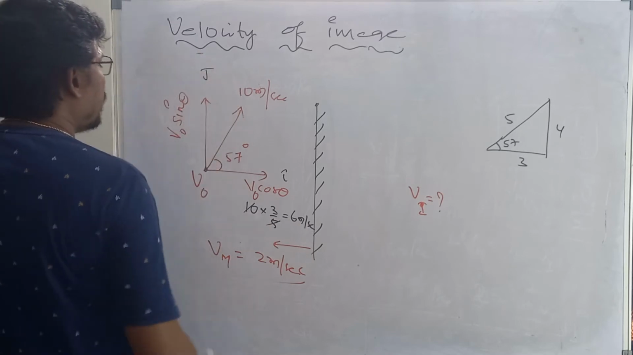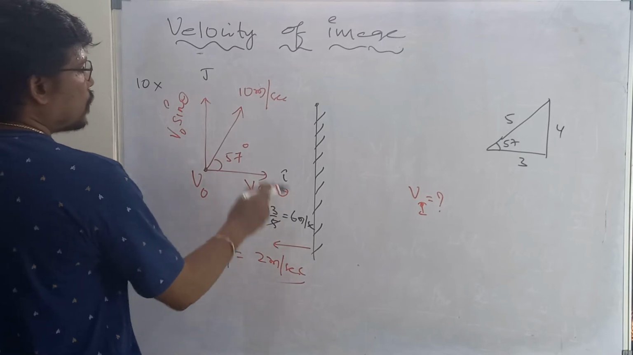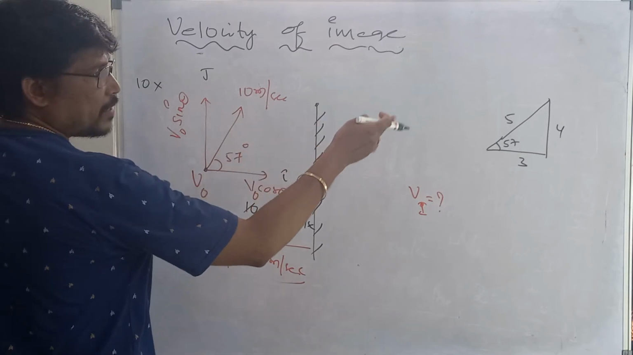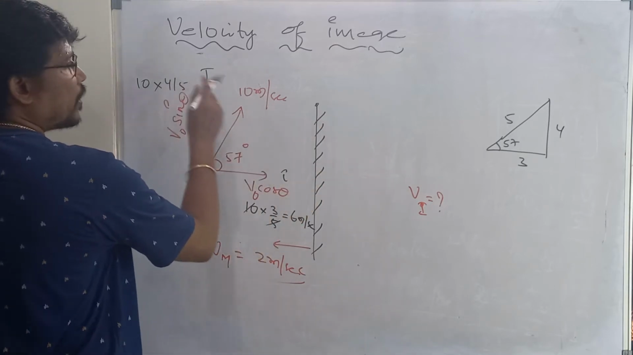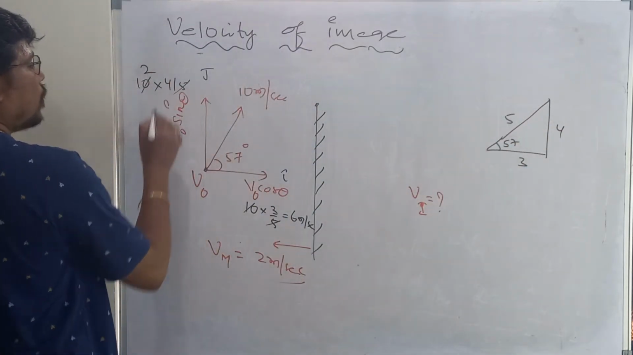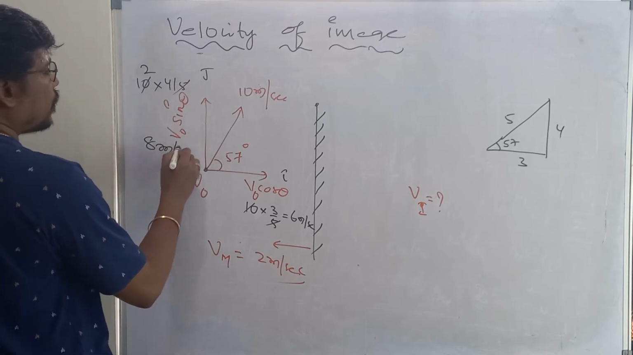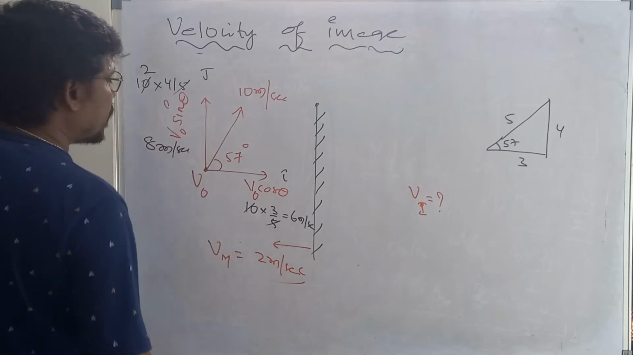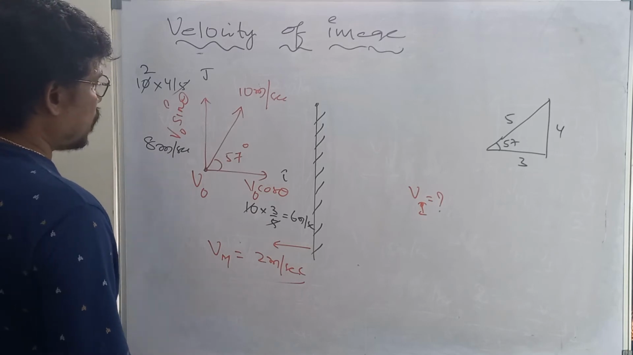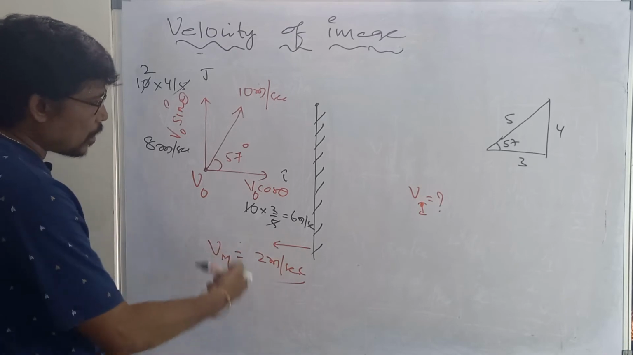Along the j component, what is the velocity? 10 into sine 57. Sine 57 is 4 by 5, right? So this is how much? 8. So along the j component, the velocity is 8 meter per second. So this is 6 meter per second and this is 8 meter per second. Okay, good. Now see, this mirror is also moving.